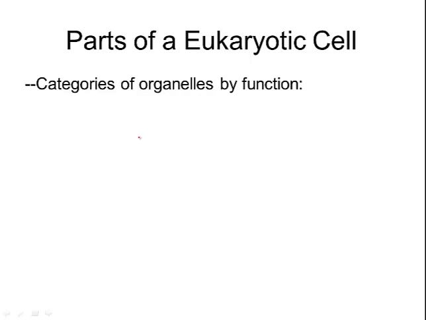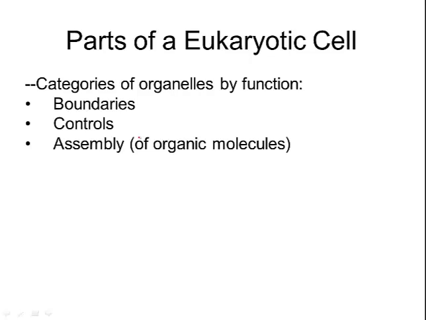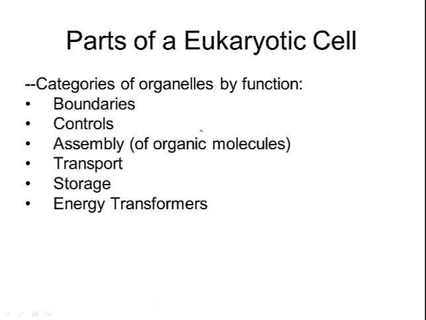We are going to categorize our organelles by function throughout these 2 podcasts. So we have organelles that act as boundaries. We have some that are going to act as controls. We have ones that are going to be doing assembly of the various organic molecules. Mostly, when we talk about this, we're going to be talking about proteins and lipids. Transporting molecules, we have to be able to transport stuff in and out of cells, around cells, and in and around the body. Storage, so you have certain organelles that are actually going to be involved with storing materials. You have our energy transformers. These are the ones that are going to allow us to get the energy that our cells need in order to do all of their various jobs.